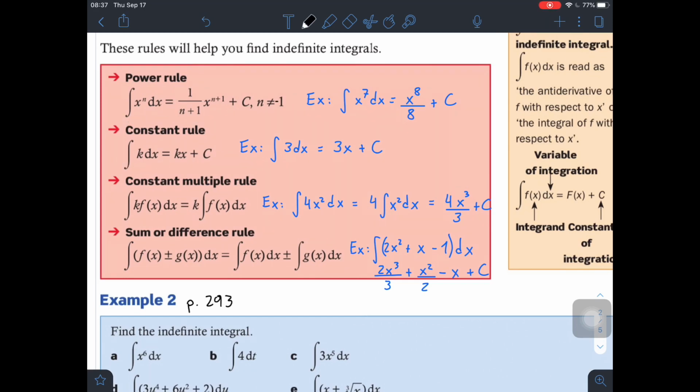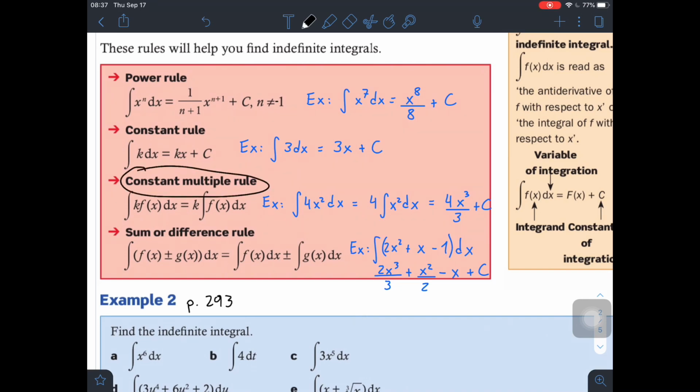Then we have the constant rule, which says the integral of k dx is kx plus c. So for example, if we find the integral of only a number, the integral of 3 would be 3x plus c, right? If you try finding the derivative of 3x, you would realize that the derivative of 3x is 3. Okay, so we go back to this place. That's why the integral of 3 would be 3x plus c at the end, because it can have any other constant number at the end.